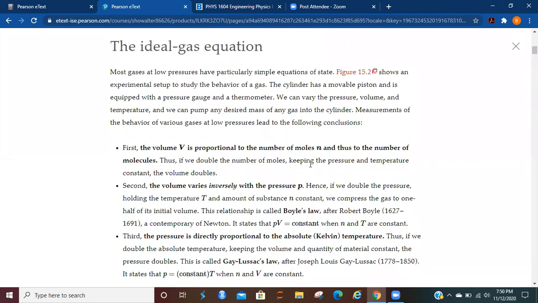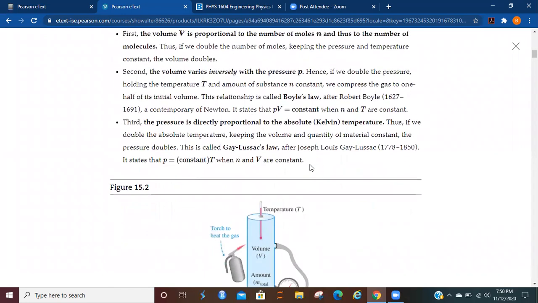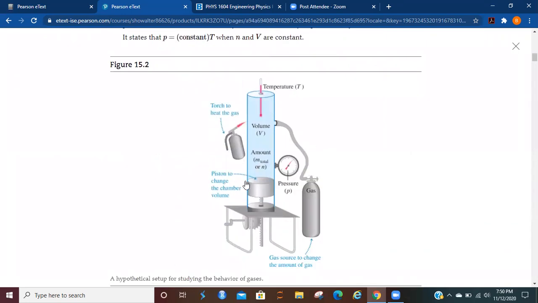So the ideal gas equation. Most gases at low pressure have particularly simple equations of state. We're going to look at a setup here to study the behavior of a gas. This is actually what we're going to be looking at. You've got a piston down here, which is able to change the volume. You've got gas that you can add in, and depending on whether you want to measure the total amount of mass or the number of moles, you've got pressure, you've got temperature, and you can change that temperature by heating the gas.